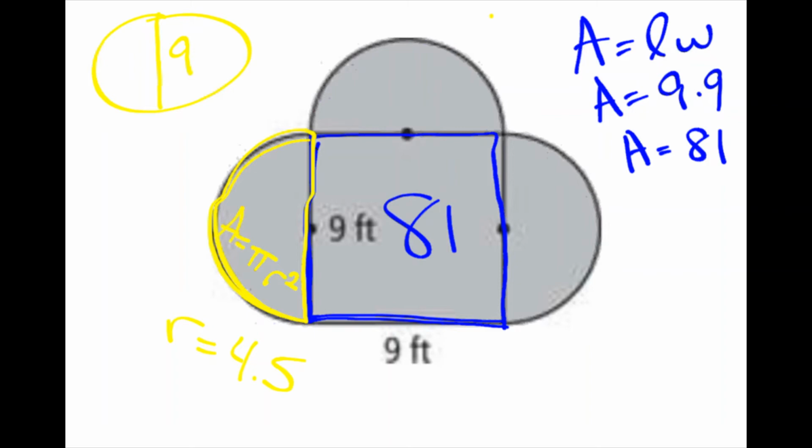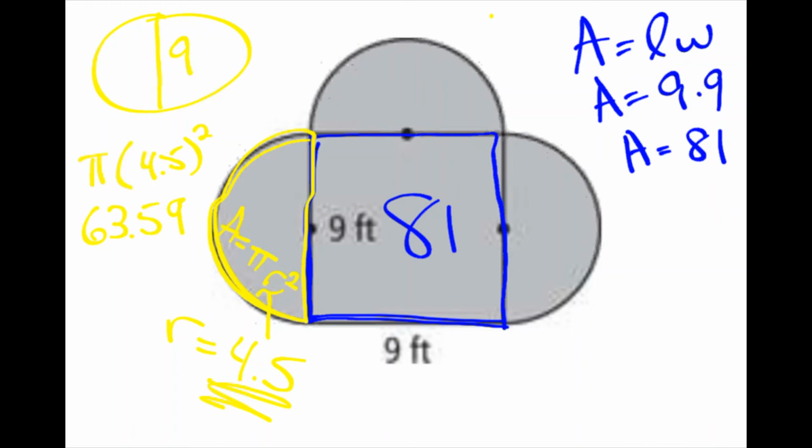Now I'm going to do the radius squared times 3.14. I'm really just taking this 4.5 and plugging it into that formula. Pi times 4.5 squared. That gives me 63.59. But that's if I had a full circle.